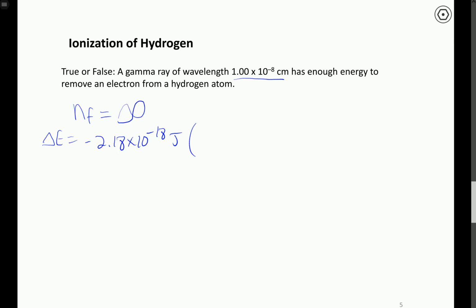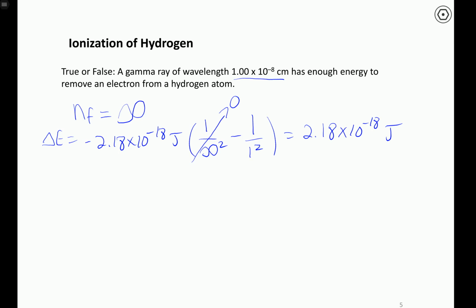Z is still 1 for hydrogen atoms, so we don't have to have that Z squared term. And then now we have the final value of n is infinity, and then the initial value of n is just 1, the ground state. And so what we get is just the Bohr constant, but as a positive number. So the ionization energy of hydrogen is this Bohr constant, 2.18 times 10 to the minus 18 joules. And that's because this term here, 1 over infinity, goes to 0. 1 over infinity always goes to 0. So you have an infinitely large denominator there.